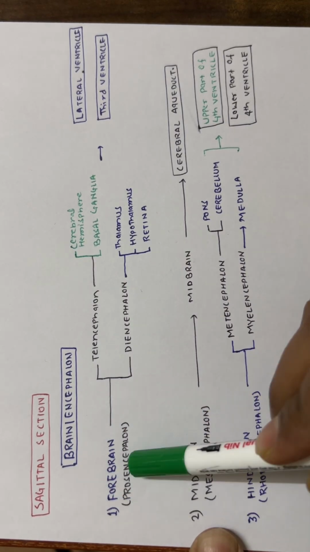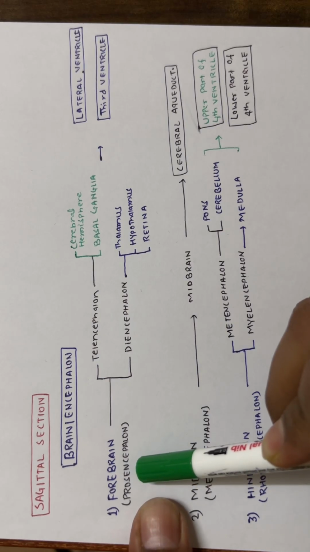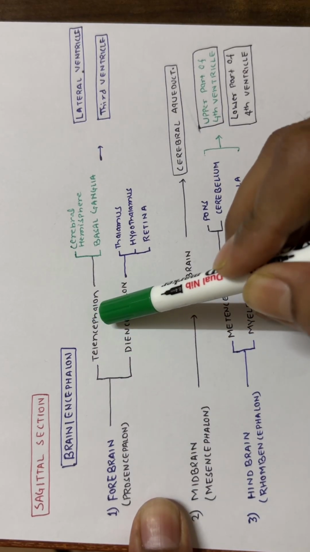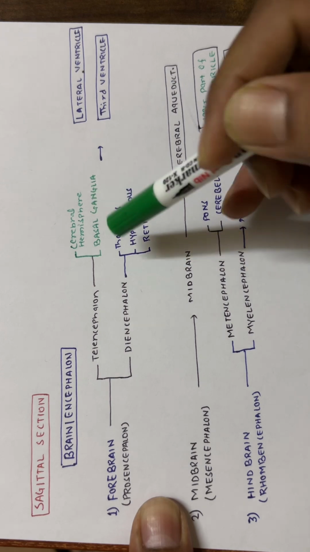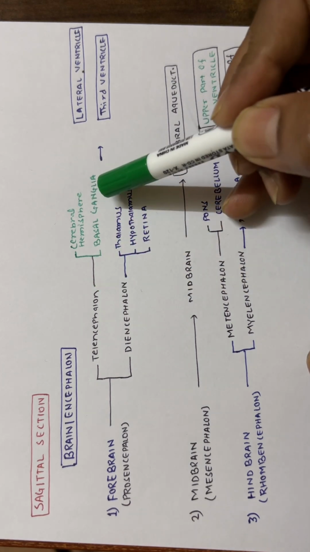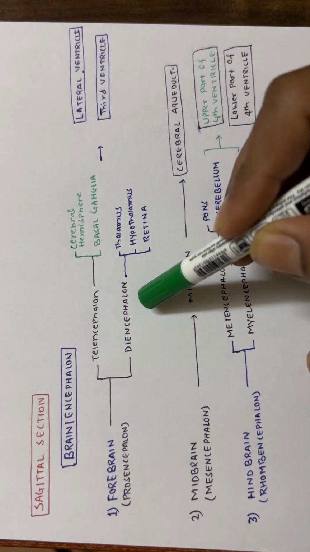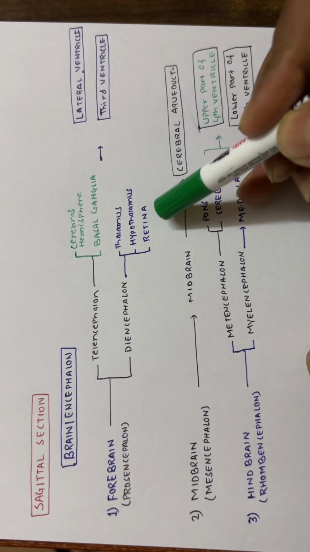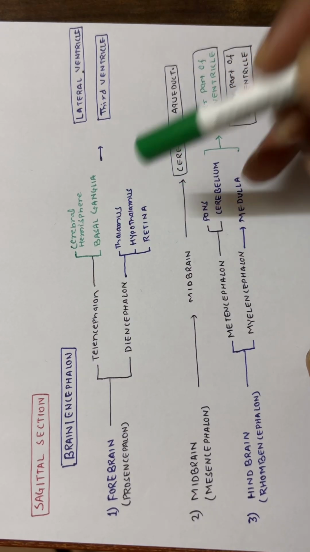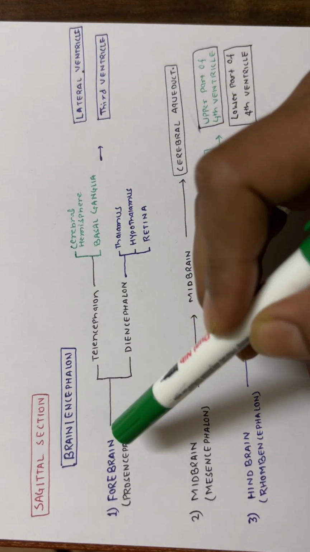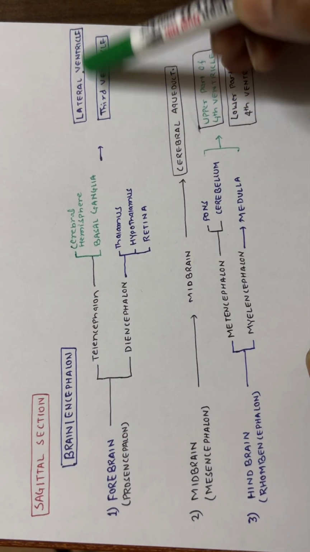So first we'll see the forebrain. Forebrain is also called prosencephalon. It has been divided into two: one is telencephalon and one is diencephalon. In telencephalon we have the cerebral hemisphere and basal ganglia, and in diencephalon we have thalamus, hypothalamus and retina. In this forebrain we have the lateral ventricle and third ventricle.